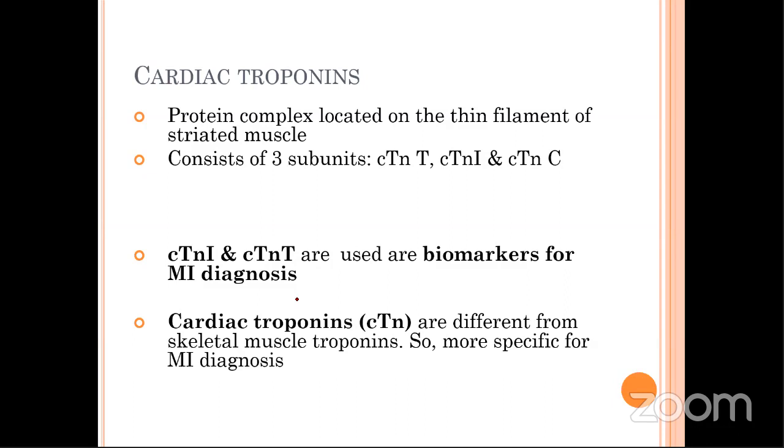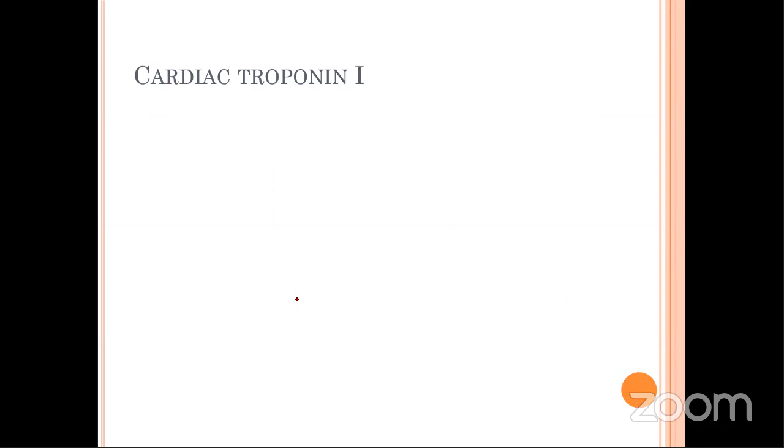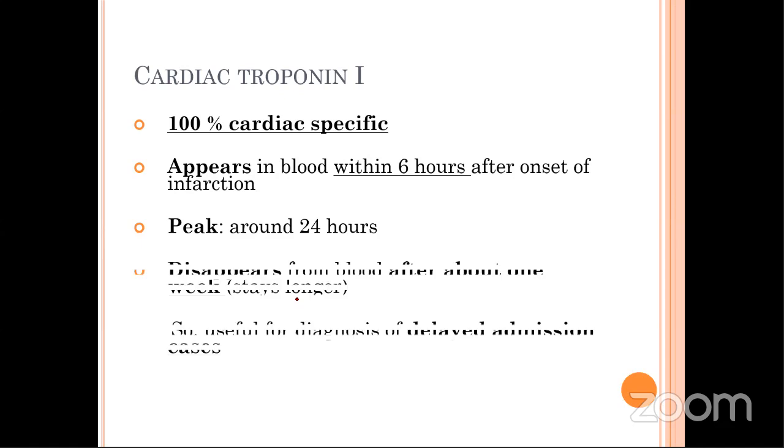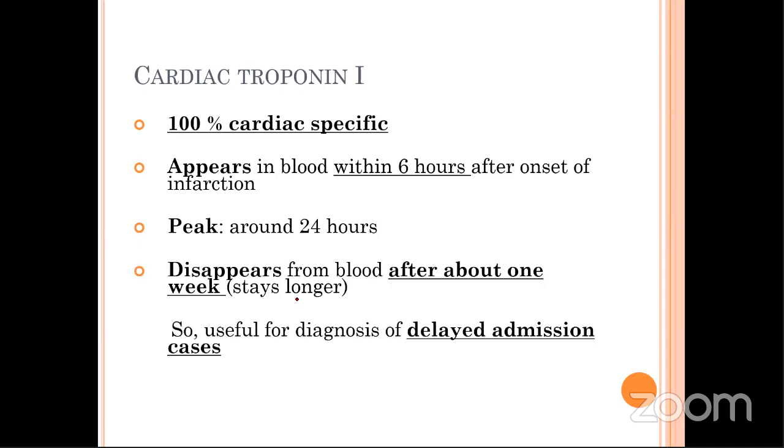Now, cardiac troponin I and T are used as biomarkers for myocardial infarction diagnosis. Now, troponins are different from skeletal muscle troponins, so more specific for MI diagnosis. Now, this cardiac troponin I is 100% cardiac specific. Appears in blood within 6 hours after onset of infarction, peaks around 24 hours, disappears from blood after about 1 week. So you see it stays for about 1 week.